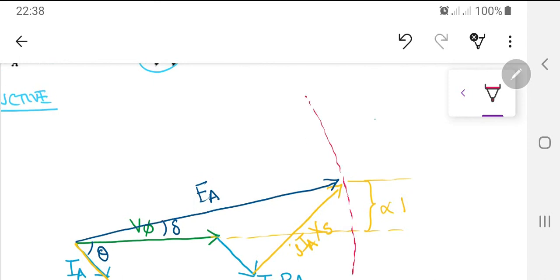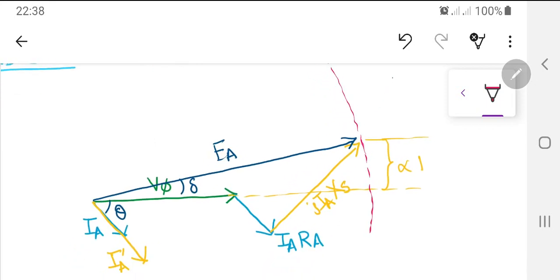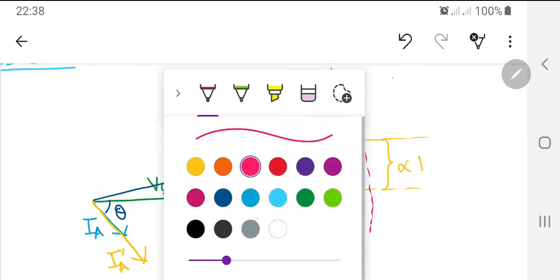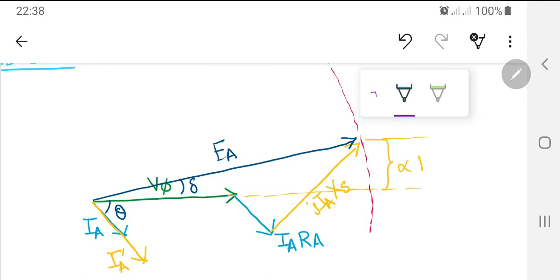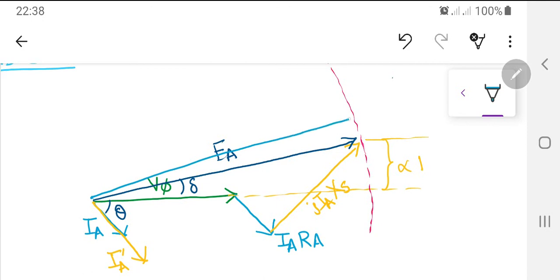So you can only move this EA vector in the above direction or the below. This is the circumference of a circle, which I've drawn just as dotted over there. So the only way you are going to have an increased value of power is that your EA changes to this value. So your EA has changed to supposedly EA.